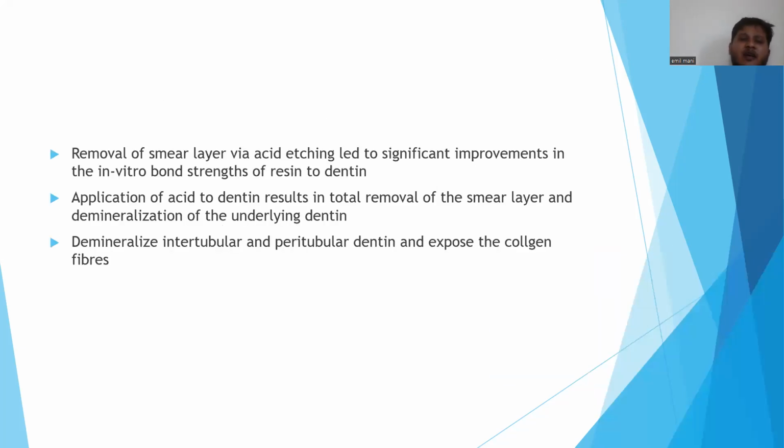Removal of the smear layer via acid etching led to significant improvements in the in vitro bond strength of resin to dentin. Application of acid to dentin results in total removal of the smear layer and demineralization of underlying dentin. It demineralizes intertubular and peritubular dentin and exposes the collagen fibers.